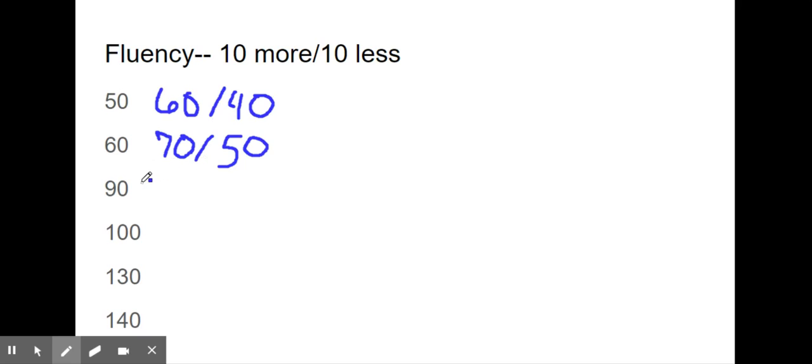Okay, I'm going to keep going. So 10 more to 90, I have 9 tens. Then I'll have 10 tens. That's going to be 100. 10 less would be 80.